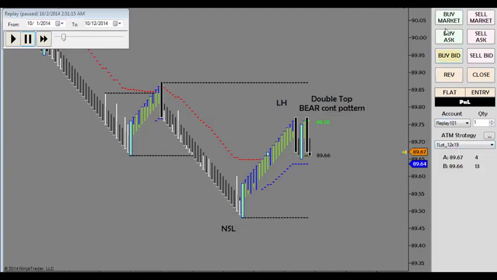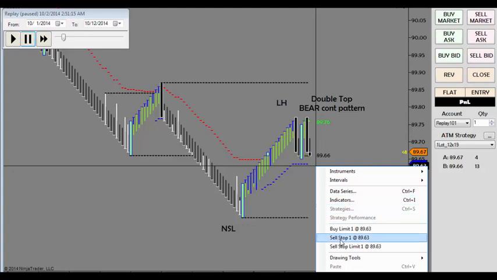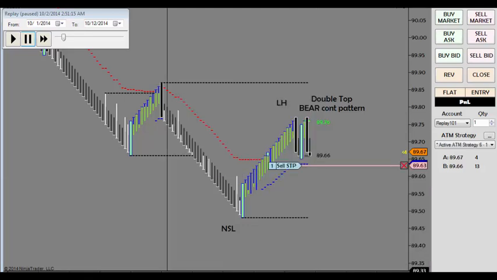Now what I'm going to do is I'm going to come in and take the low right here that exists. I'm going to subtract 2 ticks and place my sell stop right there.